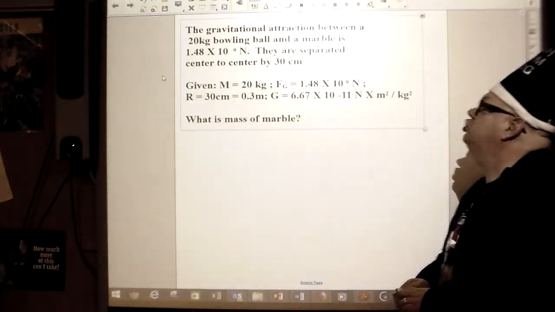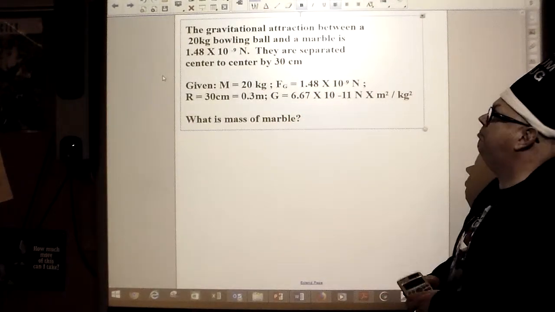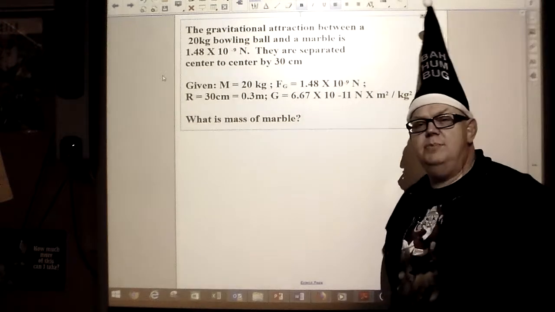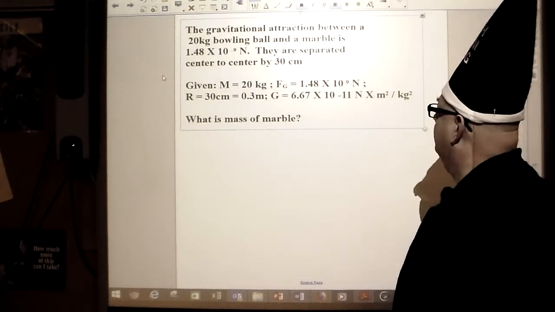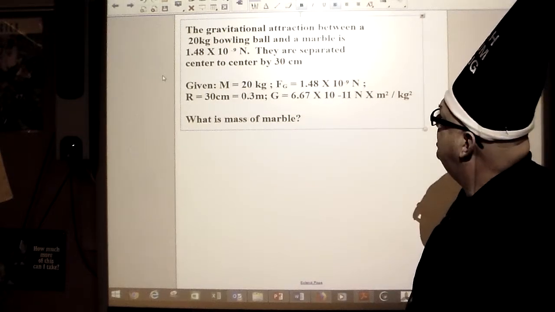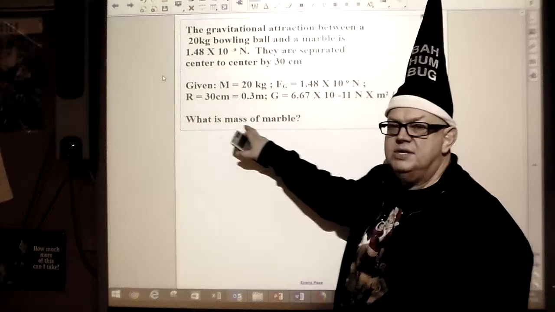The gravitational attraction between a 20 kilogram bowling ball and a marble is 1.48 times 10 to the minus 9 newtons. They are separated center to center by 30 centimeters. What is the mass of the marble?